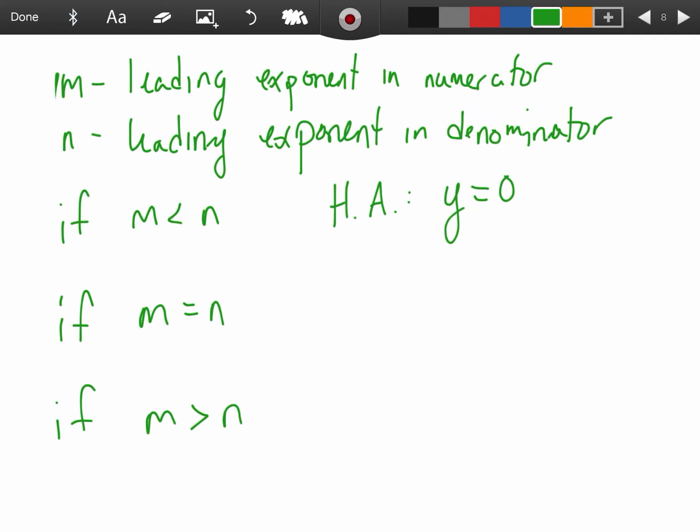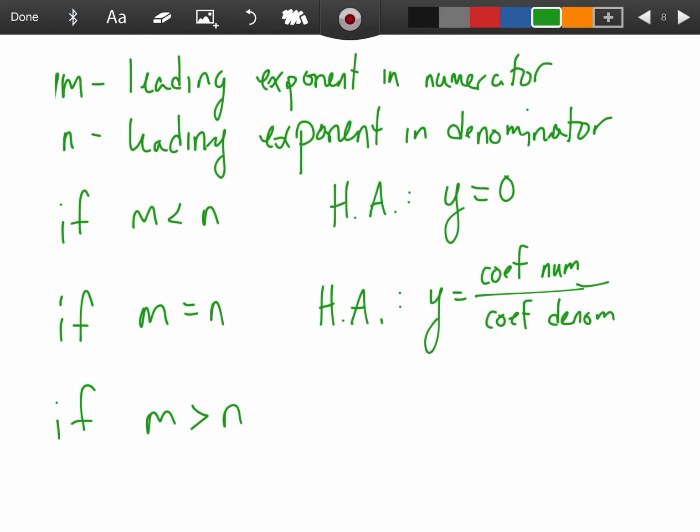If m is equal to n, so if the exponent in the numerator equals the highest exponent in the denominator, well, in that case, when you take those leading terms, maybe they're both x cubed, those will cancel each other out, and all you're left with is the coefficients. So y is equal to the coefficient of the numerator divided by the coefficient of the denominator. And I don't necessarily recommend memorizing these, but if you are completely lost and struggling, then maybe this will be helpful for you.